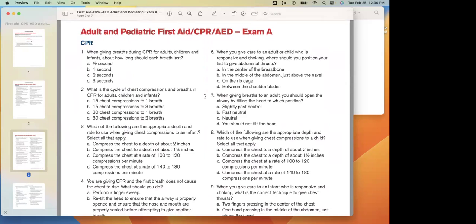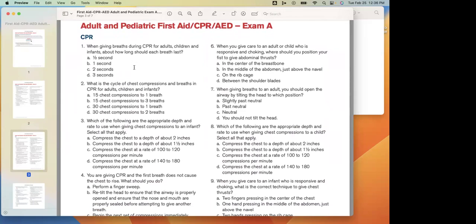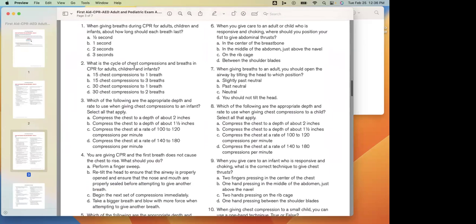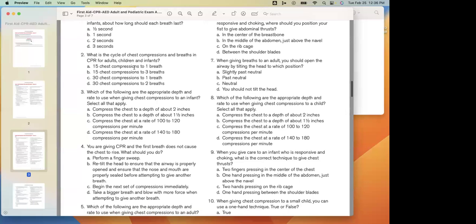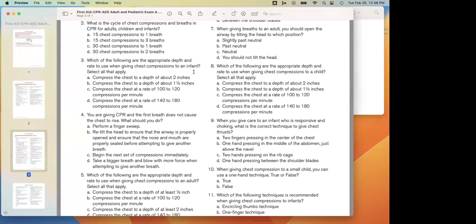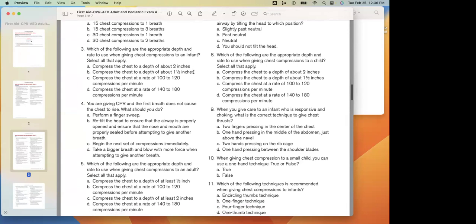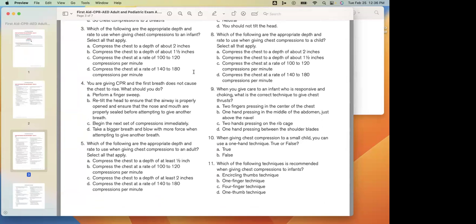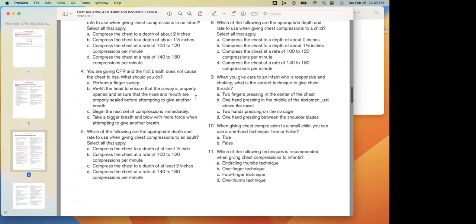When giving rescue breaths during CPR for adults, children, and infants, about how long should each breath last? Number 2, what is the cycle of chest compressions and breaths in CPR for adults, children, and infants? Number 3, which of the following are the appropriate depth and rate to use when giving chest compressions to an infant? Number 4, you are giving CPR, and the first breath does not cause the chest to rise. What should you do?